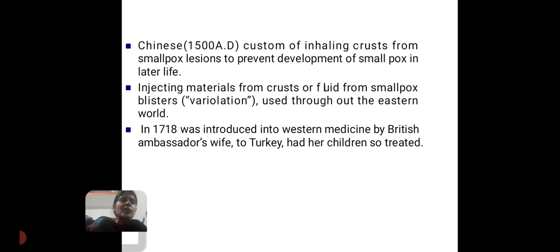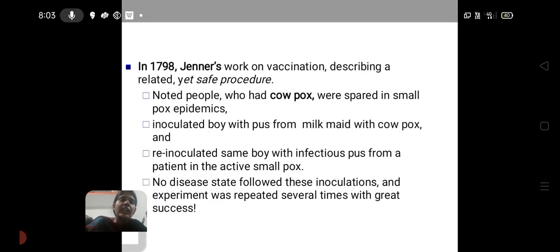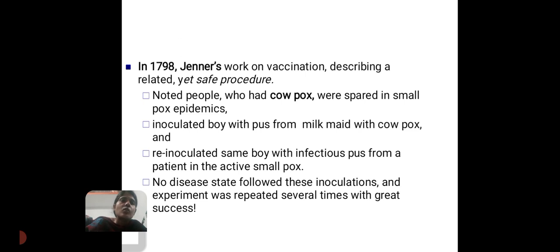This technique is also known as variolation. It was used throughout the Eastern world, and in 1718 was introduced into Western medicine by a British ambassador's wife to Turkey. Her children were so treated. In 1798, Jenner published his work on vaccination, describing a related procedure, when cowpox was spread during a smallpox epidemic.